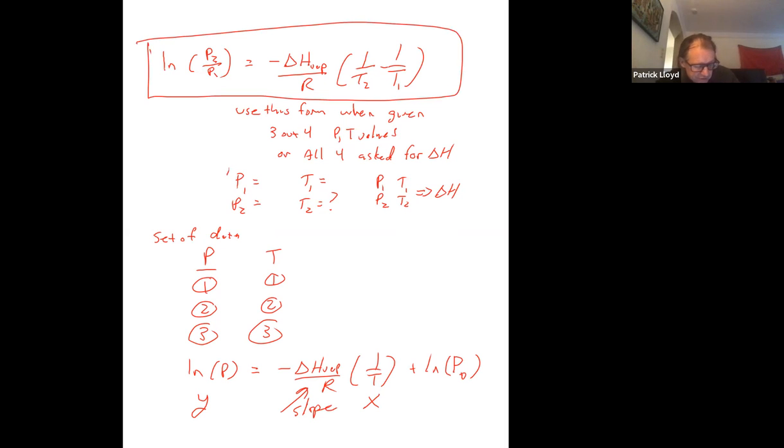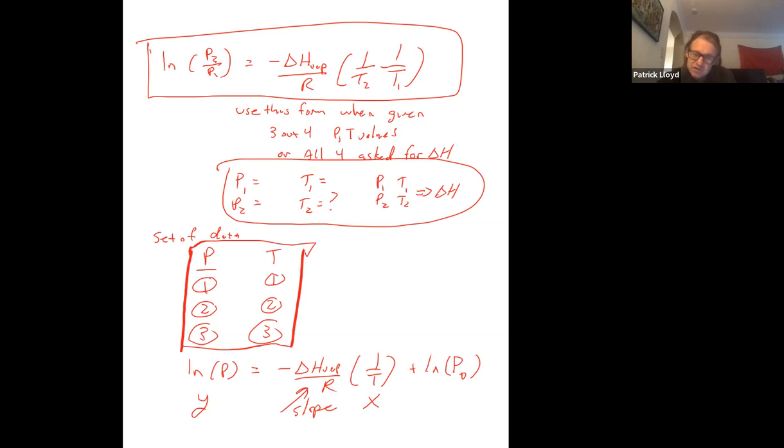So I gave you one form yesterday. That's what you do if you're given 3 values and asked for the 4th, or given all 4 and asked for delta H. But if you're given a set of data where you have at least 3 values of pressure and 3 values of temperature, then you use the graphical analysis and that form of the equation. This is superior. This is the better form than this one, because this one has only got 2 values, 2 pressures or 2 temperatures, and so forth. When you have 3 or 4 or 5 or 6, you're going to get better results out of that.